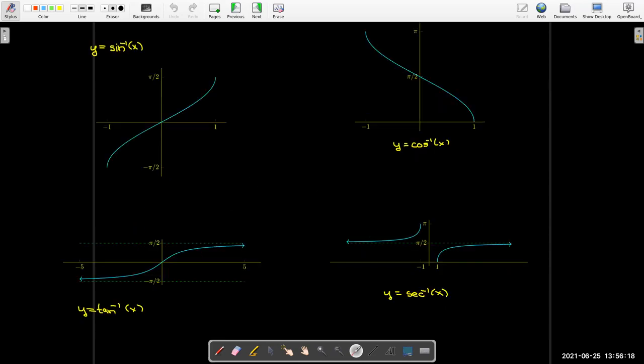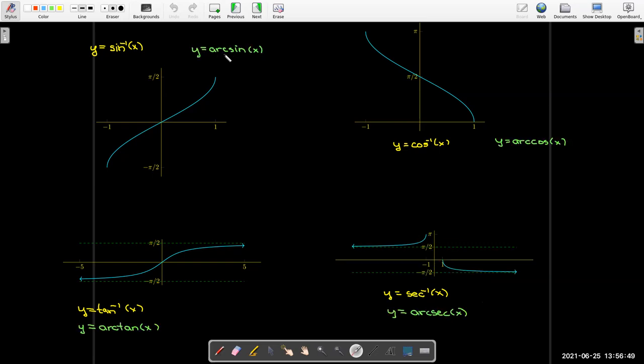So then this is what the graphs would look like of the inverse functions. So we write y equals sine with this superscript minus 1. This is just like the f inverse notation. So this just means inverse sine, inverse cosine, inverse tangent, and inverse secant. Another word that we use for those inverse functions is we put this word arc in front of it. So arc sine, arc cosine, arc tangent, and arc secant. They all mean the same thing. In some books, there's a slight difference, but in our textbook, arc sine of x is exactly the same as inverse sine of x. Arc tan of x is the same as inverse tangent, and so on.